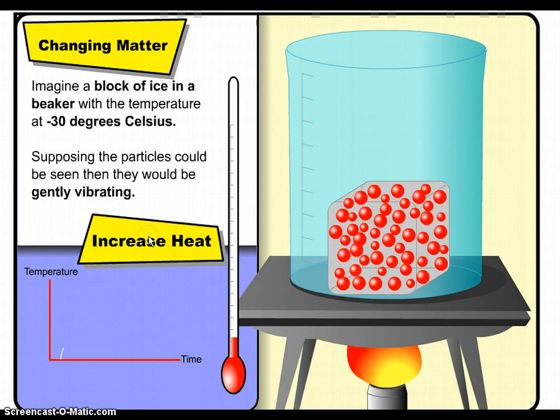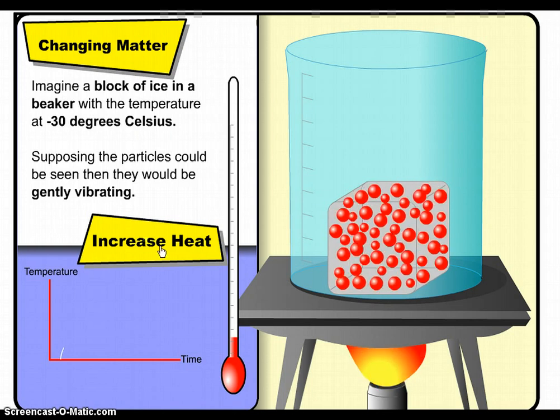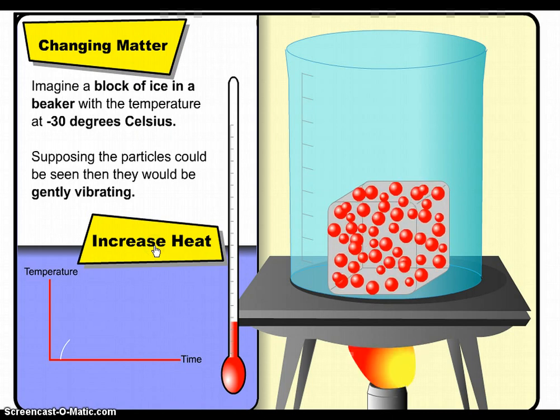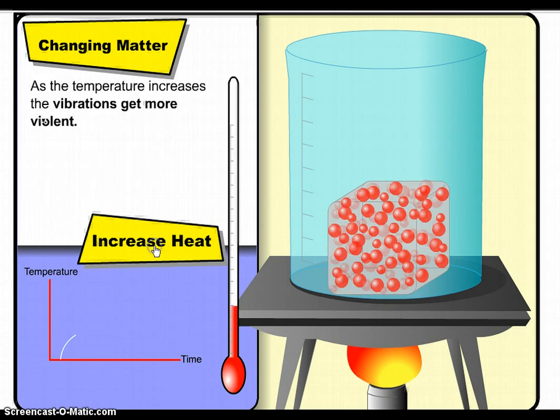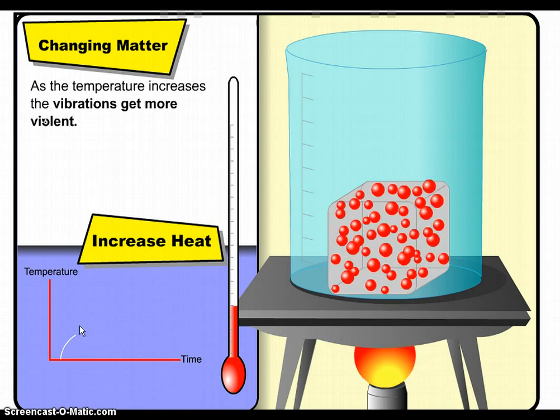So as we turn on our Bunsen burner and we apply heat, we see the graph starts to go up because the temperature of that ice is getting higher. And as we increase a little more heat, the molecules are going to be moving a little bit faster. But notice that the graph is starting to make a curve. It's not making a straight line anymore.